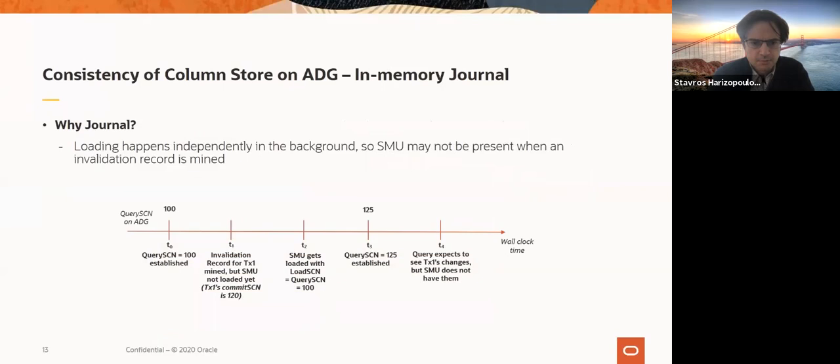Now this begs the question, why journal? Why not flush the invalidation records directly to the SMUs? One important reason is shown in this slide. The invalidation record may be mined when the background activity hasn't had a chance to create the SMU yet. So even though the invalidation record was mined, the SMU hadn't been created and we couldn't flush the invalidation record to anything. Now, if the SMU were to get created the millisecond after this invalidation record was thrown away, the queryable SCN could advance and we would have what is known as a missing invalidation, which means a wrong result served to queries. So it's a definitely good idea and extremely necessary to journal these invalidation records.